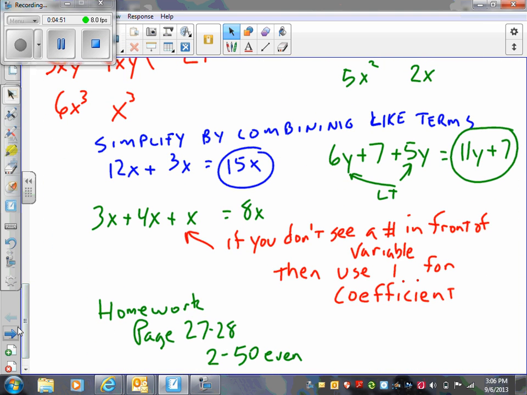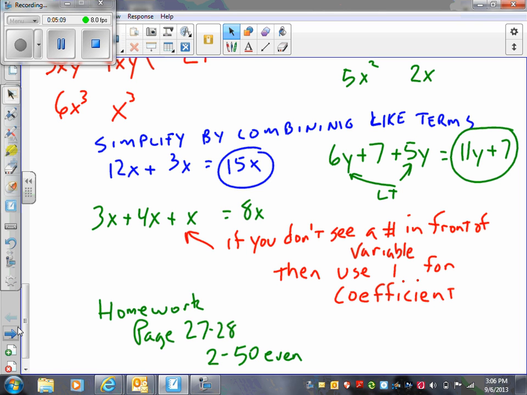Anytime you're simplifying expressions, you combine like terms. Now, sometimes you may have to do distributive property first. You may have to multiply through to get rid of the parentheses. But 12x plus 3x is 15x. You do not combine things that are not like terms.